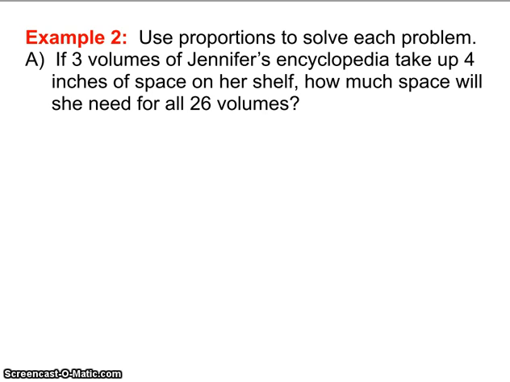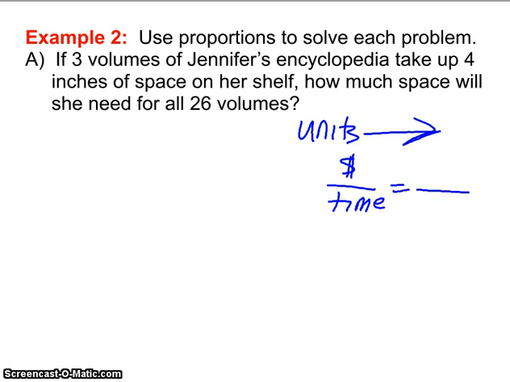Okay? When you're writing proportions, you need to make sure that your units are the same going across your proportions. For instance, if you're talking about money over time, when you write your proportions, the ones on the right hand side must also be the same going across.